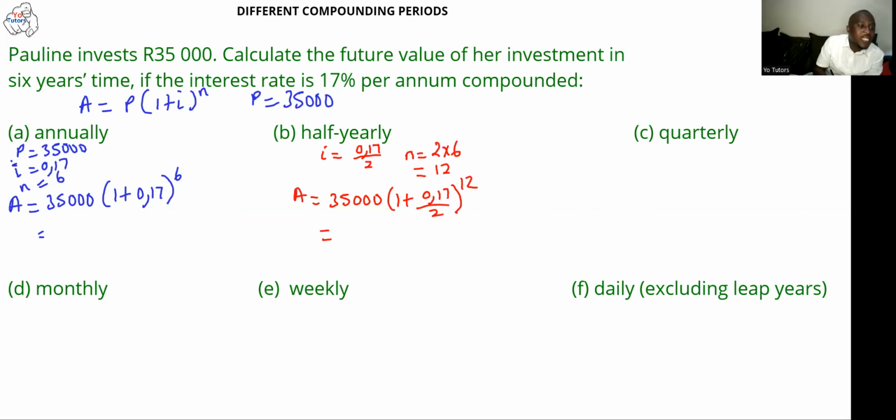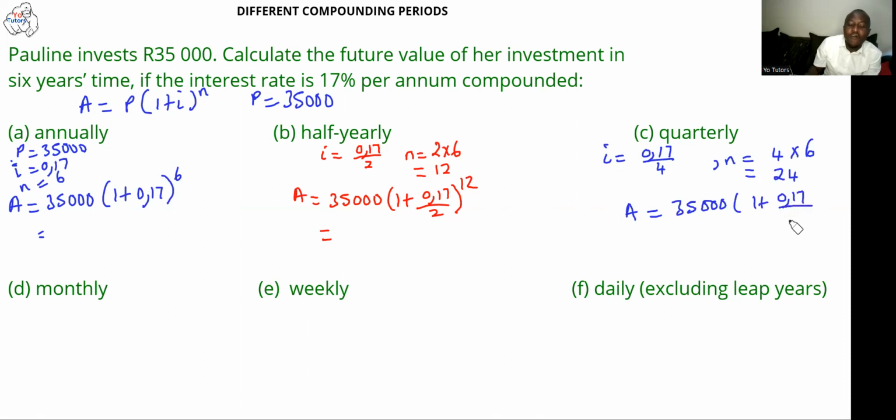Okay. That's what we do here to get our answer. Let's see the last part here. It's quarterly. So our I in this case is 0.17 over 4. What about our n? Our n is going to be equal to 4, because it's 4 times a year, times the number of years, which is 6. So it's going to be equal to 24. So how do we get our A here? A is going to be equal to 35,000 in bracket 1 plus 0.17 over 4 to the power of 24. Okay, now we can get our answer there. Let's do the calculations there.